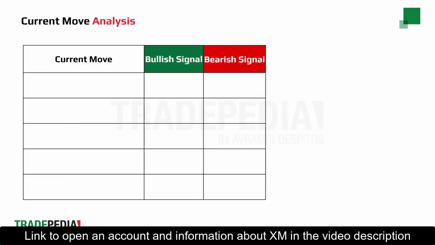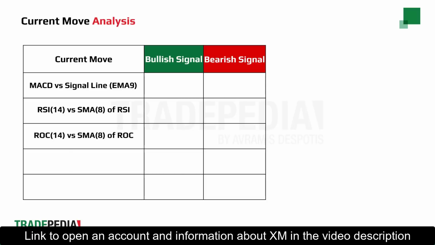When analyzing the direction of the current price move, or the recent price wave, we focus on the direction of momentum oscillators, and we will use the MACD line in relation to its signal line, which is the 9 periods exponential moving average of the MACD line itself. We will also compare the 14 periods relative strength index, RSI, to its 8 periods simple moving average, and the 14 periods rate of change indicator to its 8 periods simple moving average.